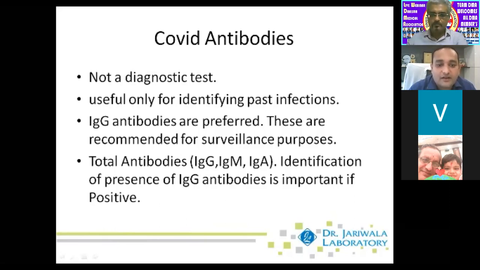There are also total antibodies which are available, which include a mix of IgG, IgM, and IgA. This test also can be used for surveillance purposes. However, we need to identify whether IgG antibodies are present in this mix, because it is the IgG antibodies which are considered to be the protective ones, conferring some amount of immunity to the patient.